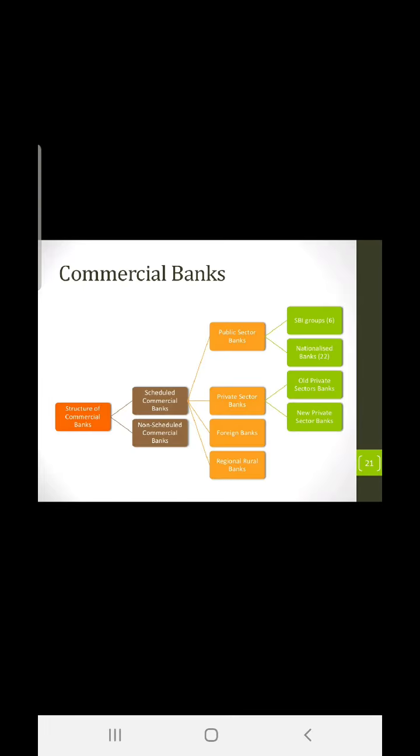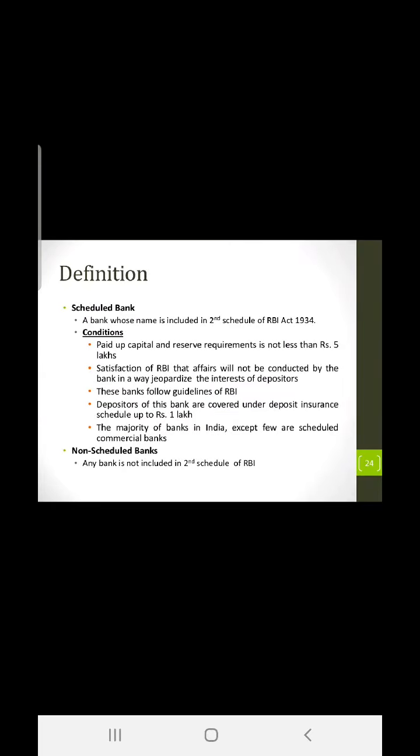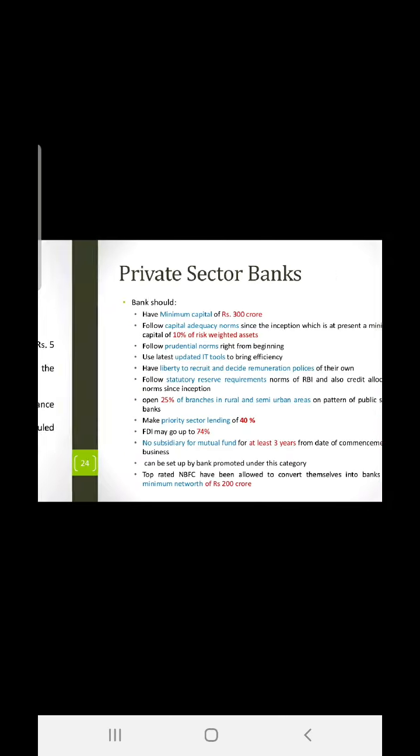commercial bank. Commercial bank means the structure of the commercial bank is schedule and non-schedule. Schedule is further divided into public and private, foreign and regional rural. These are the structure of commercial bank. These are some examples given in the slide, but instead of the examples you should be clear about the meaning of schedule and non-schedule. Those having their name in the second schedule of the RBI Act are called schedule banks. That is, those having their inclusion in the balance sheet of RBI are schedule banks, and those not having their inclusion in the balance sheet of RBI are non-scheduled banks.